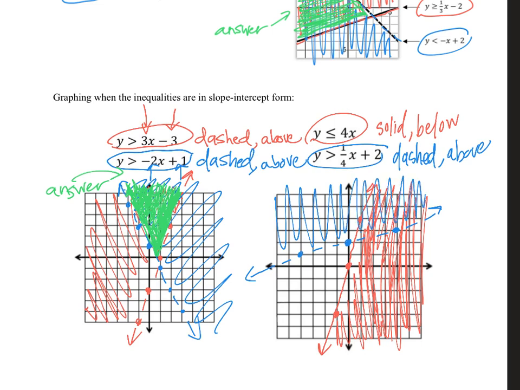Okay, my answer is this area in which you see both colors. Again, by drawing it, that's the only way that we can show our answer for systems of inequalities. So I'm coloring it in green so that my teacher knows exactly where my answer is, where my solutions are.